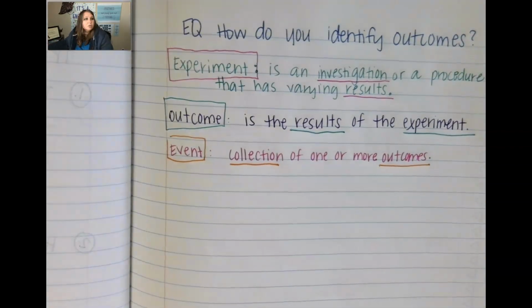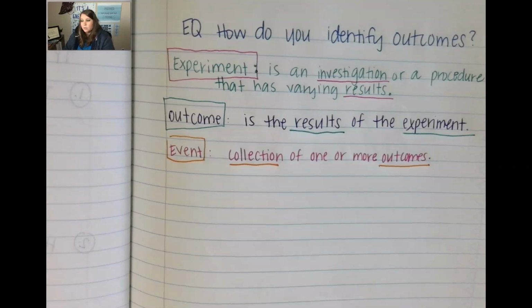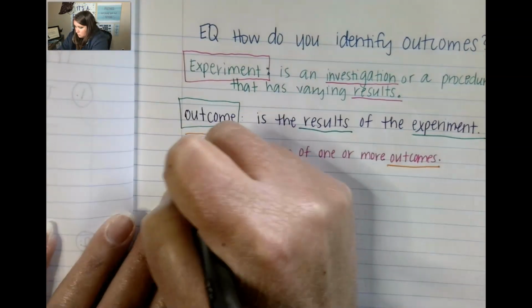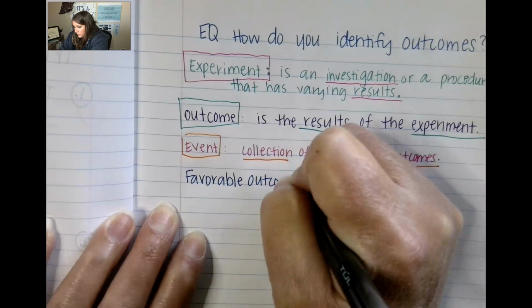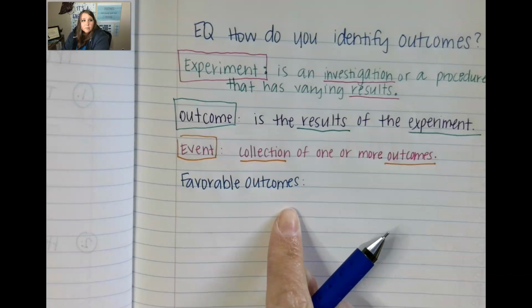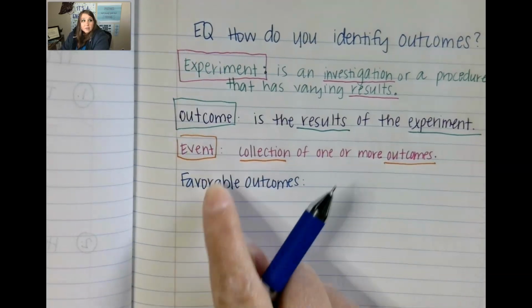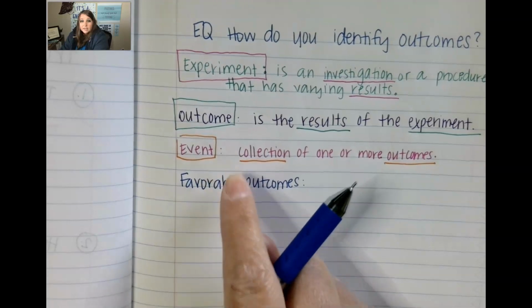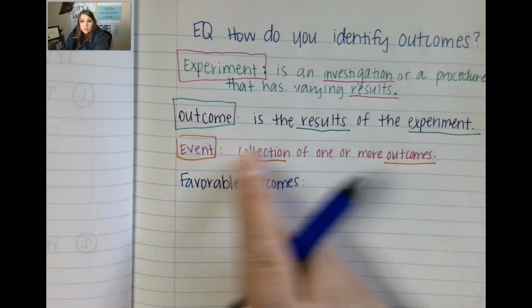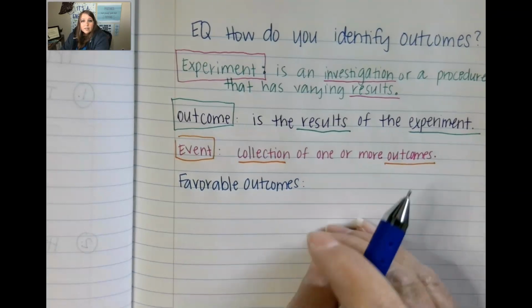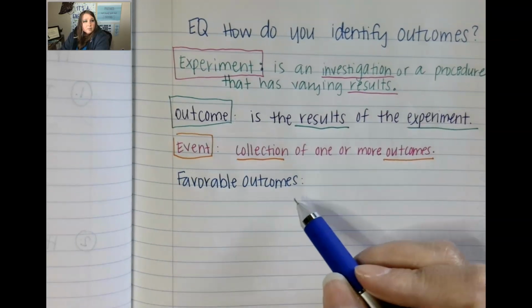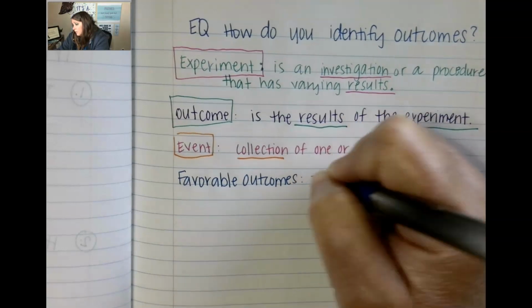And our last word for today is called a favorable outcome. Favorable outcomes are the outcomes of a specific event. So it's the outcomes of the specific event. So what happens during this event with the outcomes? So many words. I know it's kind of confusing right now, but I'll show you exactly what these words mean. So favorable outcomes are the outcomes of a specific event.